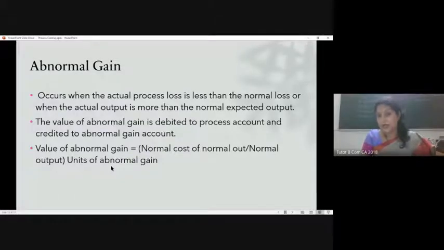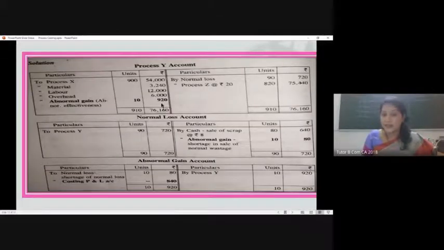Okay, that's how I got this 920 as my value. Now, we will just look into this process account once more just to make sure that we understood this. See, as it is said in the question, there were 900 units which were transferred from process X, which will find the opening balance in our process Y account.